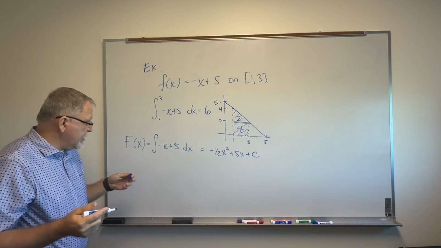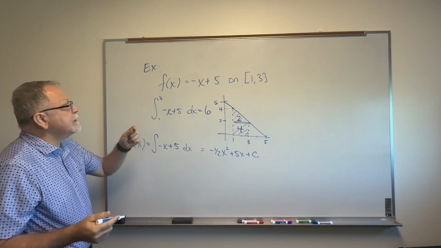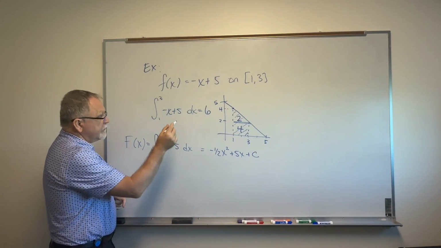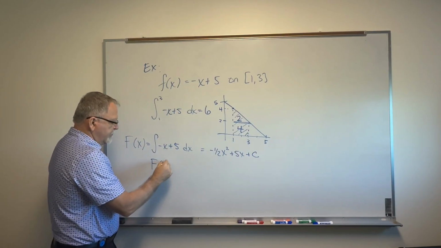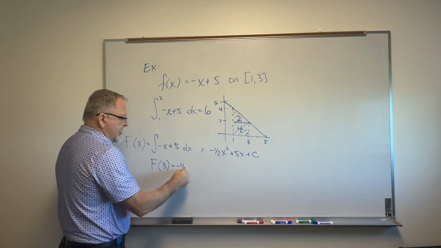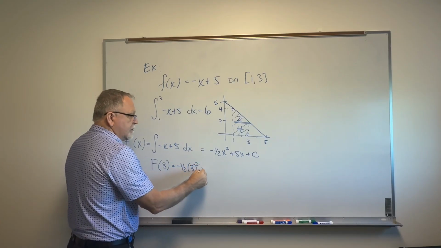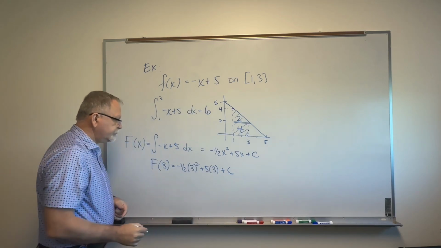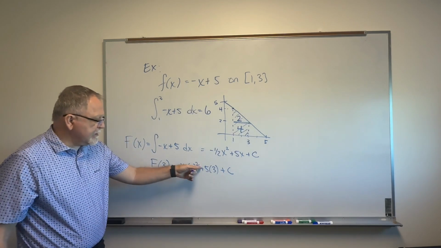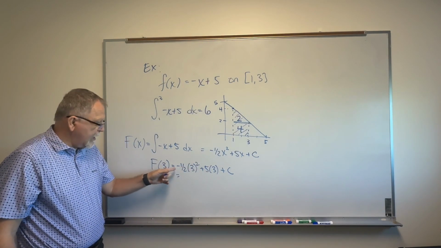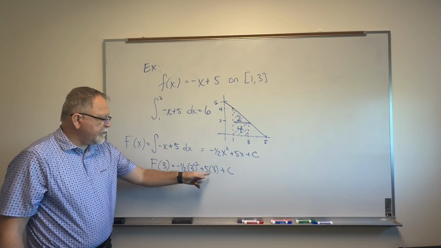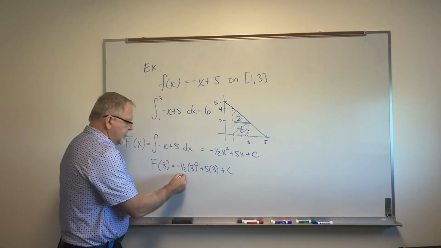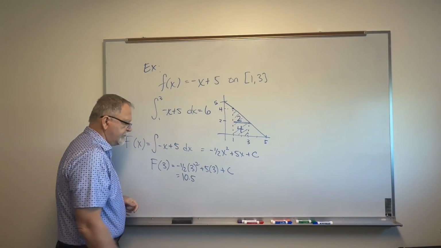So the next thing I'm going to do, I'm going to evaluate big F of x at the endpoints of this interval. So big F of 3, I'll do that one first. That means I'm looking for negative 1/2 times 3 squared plus 5 times 3 plus the constant. So let's see, 3 squared is 9, half of 9 is 4.5. So I've got negative 4.5. 3 times 5 is 15. So 15 minus 4.5, that's going to give me 10.5.